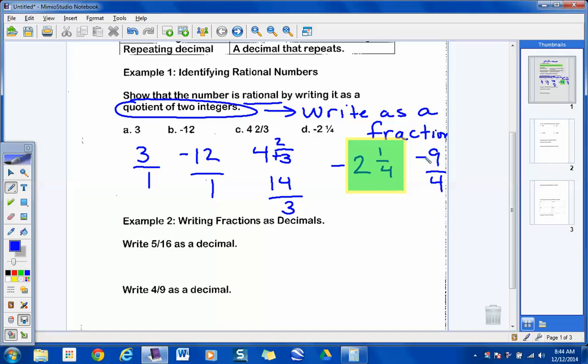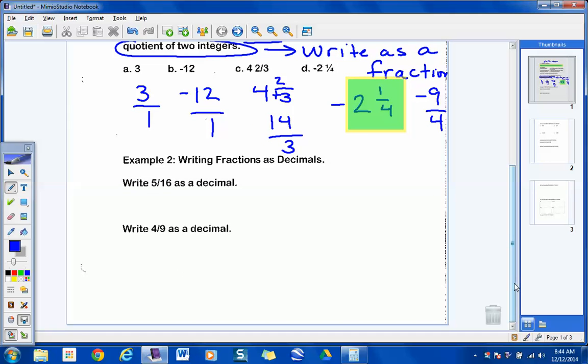Tying this all together, why are the 4 numbers that I gave you in A, B, C, and D in example 1 considered rational numbers? Why are these rational? Because we can write them as a fraction. We have written them as a fraction. That's exactly what it means to have a rational number. You can write them as a fraction. Okay? All right, guys, next one is the simplest thing in the world. We've talked about this already, so it shouldn't take too long.